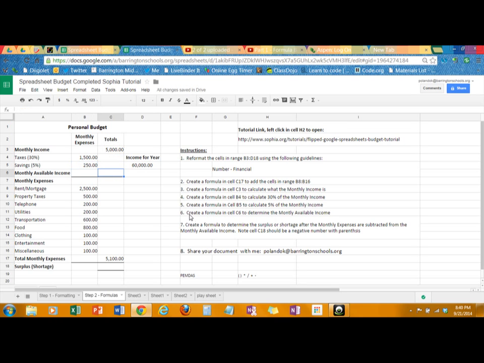That gives $250. In step 6, we're trying to figure out: if I earn $5,000 this month, and then $1,500 is taken out in taxes, and $250 I put aside for savings, how much do I really have left over to spend? So, a couple of ways we can calculate this. First, we need our equal symbol. Then we're going to say whatever's in cell C3 minus what's in cell B4 minus what's in cell B5. Hitting enter, we have $3,250.